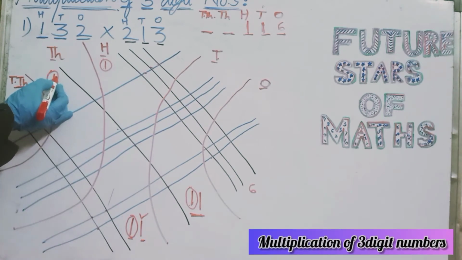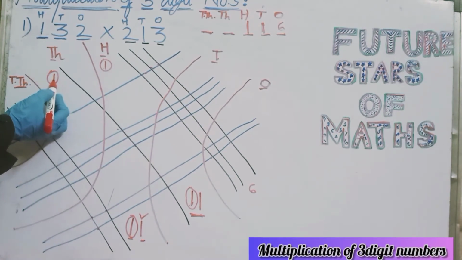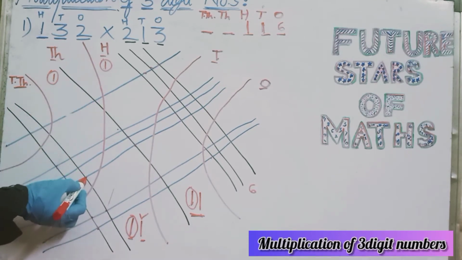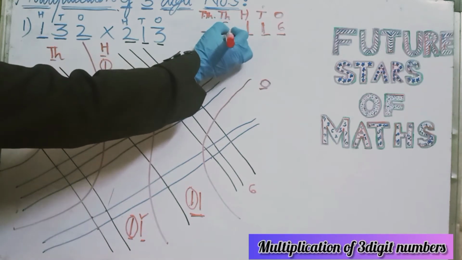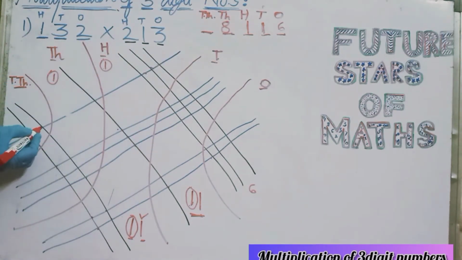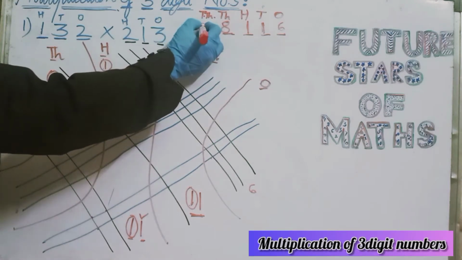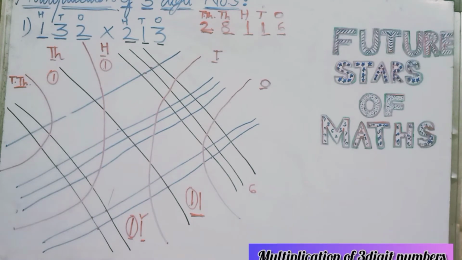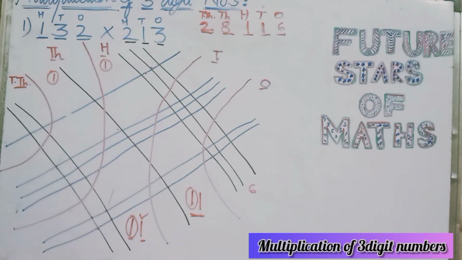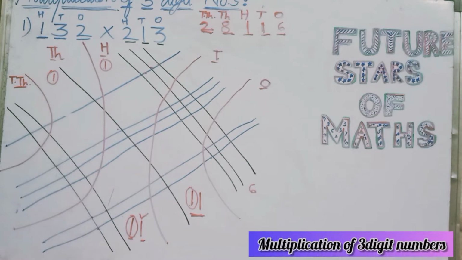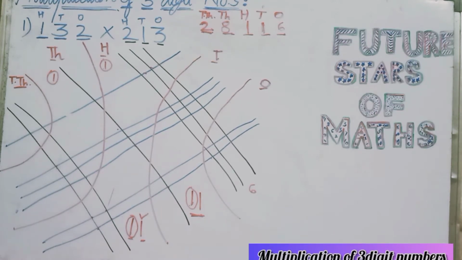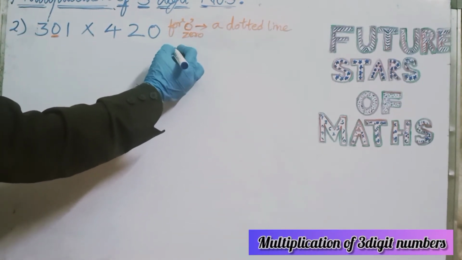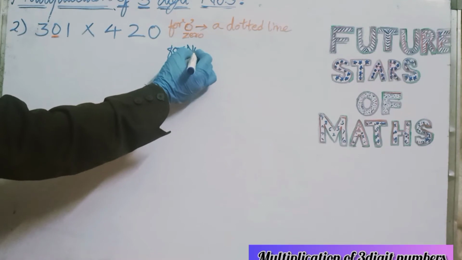Now while counting for thousands, I should remember that I have to count this one also. 1, 2, 3, 4, 5, 6, 7, 8. Now in thousands place 1, 2. So my answer is 2, 8, 1, 1 and 6. You can check it out by doing actual multiplication. You all know that we are using a straight line. Okay, what we are using for numbers, we are using straight lines.